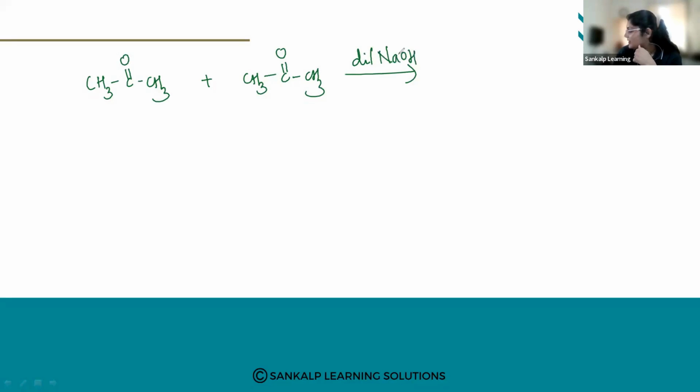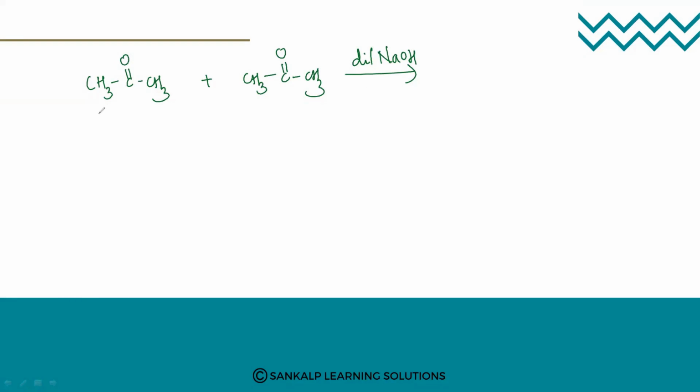Now here you see how to write it for a ketone, so either the aldehyde or ketone. You are going to take two molecules. So I'll take one more CH3, C double bond O, CH3. This reaction will undergo in the presence of a strong base like NaOH.